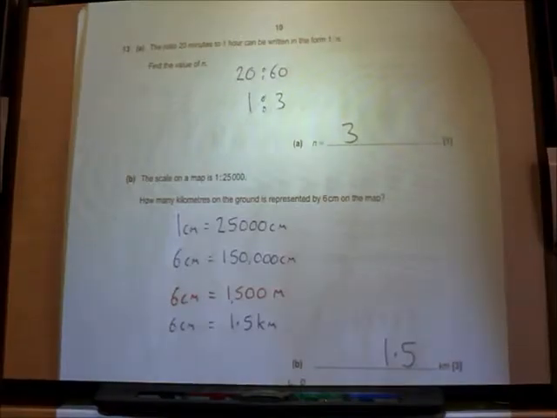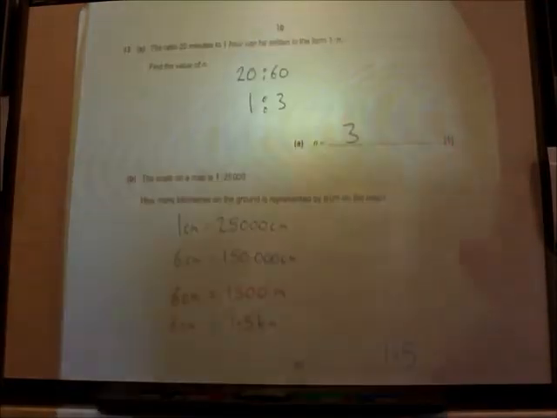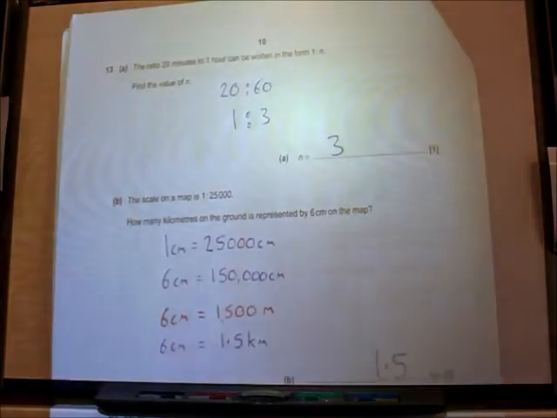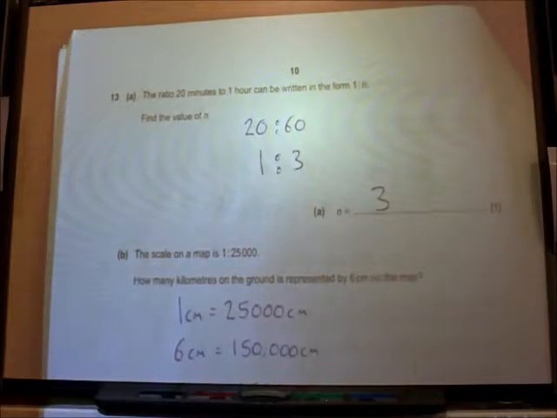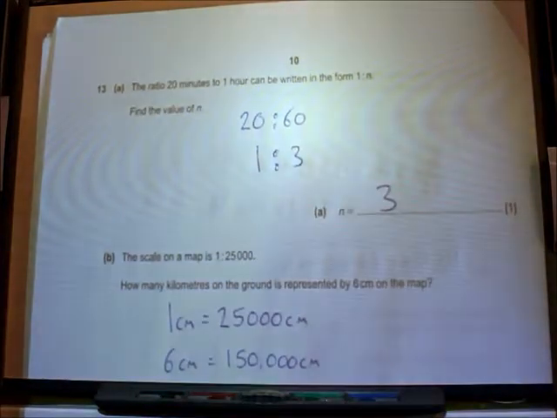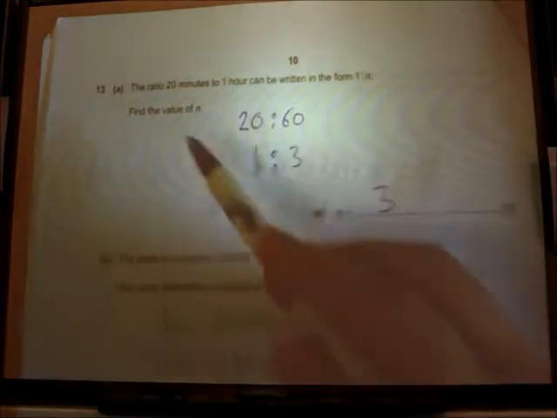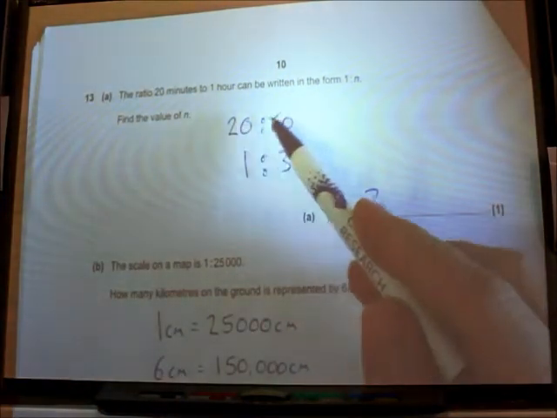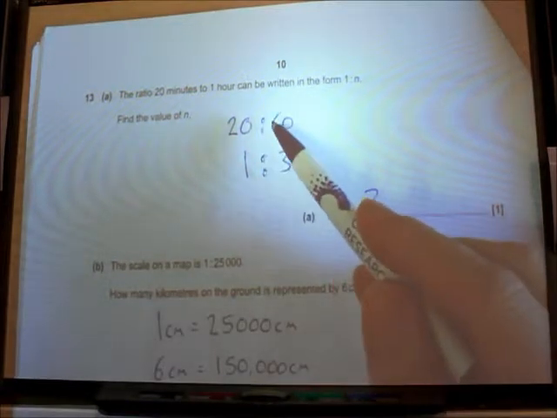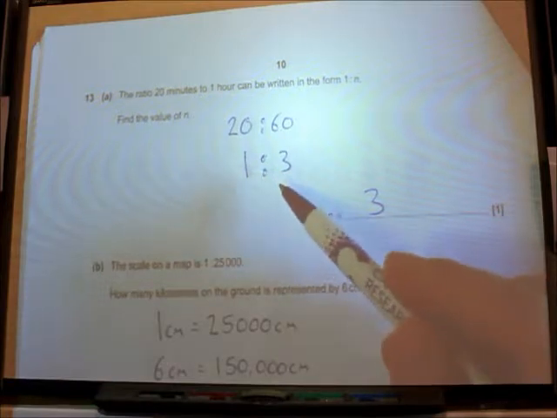Okay, question 13. The ratio 20 minutes to 1 hour can be written in the form of 1 to n. Let's have a look. Find the value of n. So it's a ratio question. So what I would do, and you need to sort of recognize this fairly quickly, is that if you're doing something in the ratio of 20 minutes to 1 hour, you need to convert the hour to minutes. So I've done 20 to 60. I've simplified that ratio to 1 to 3. You could go 10 to 30, then 1 to 3, but you get to the same answer.